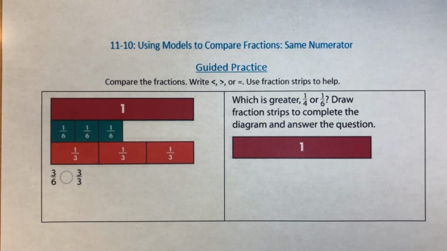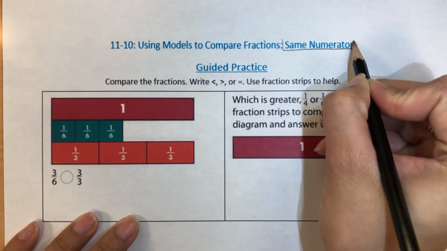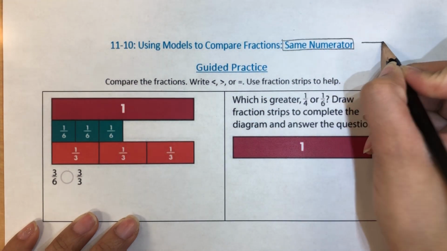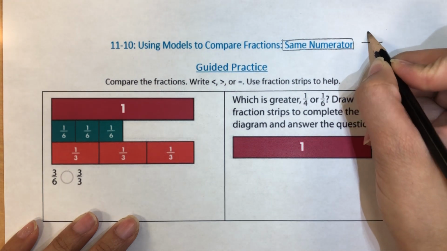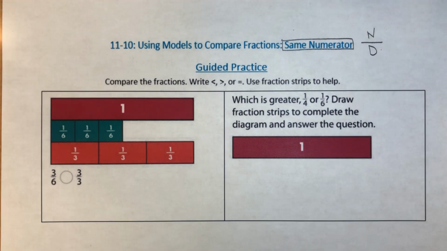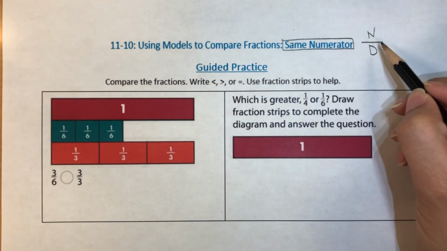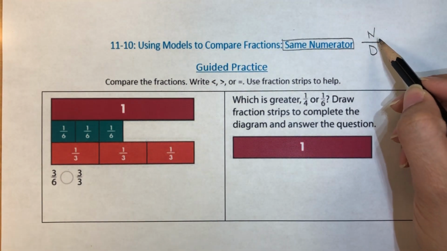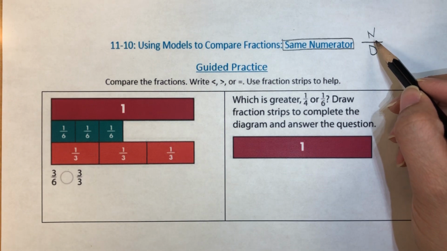All right, boys and girls, let's take a look at lesson 11-10, using models to compare fractions with the same numerator. So again, numerator is the number above the fraction bar. Denominator is the number on the bottom, below the fraction bar. So we're focusing on today's lesson where the numerators, the top numbers, are the same.